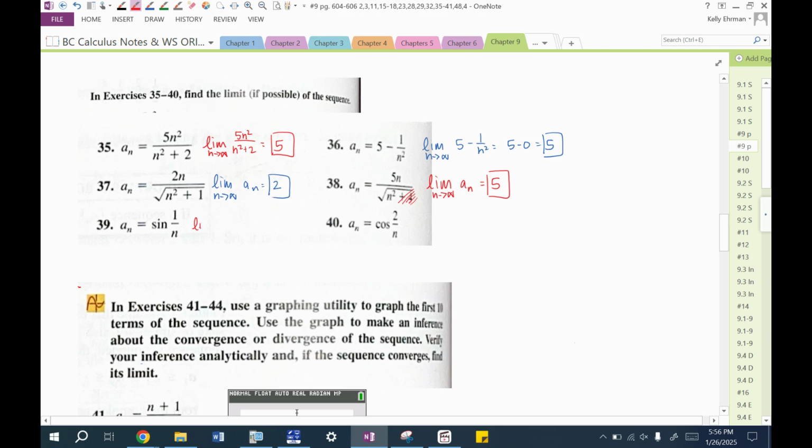For this one, the limit as n approaches infinity of the sine of 1 over n. So when you plug infinity in for n, you get sine of 0. And sine of 0 is equal to 0. And for this one, the limit as n approaches infinity of the cosine of 2 over n. Again, as we plug in infinity, we get the cosine of 0. And the cosine of 0 is equal to 1.